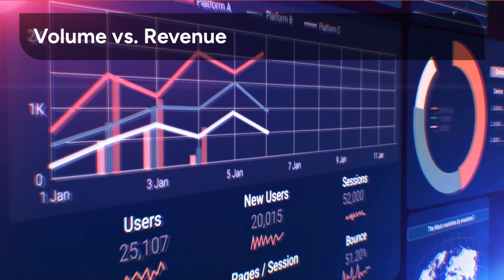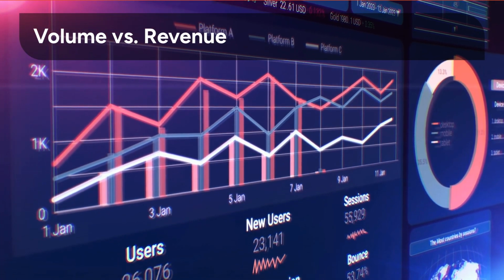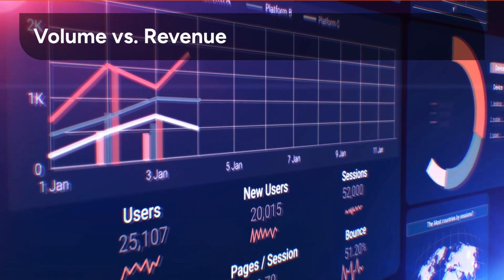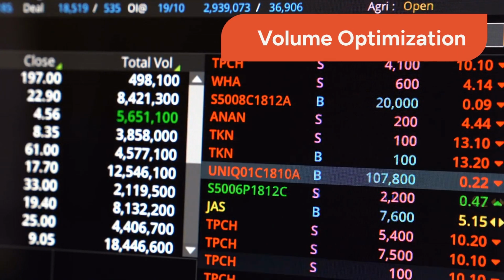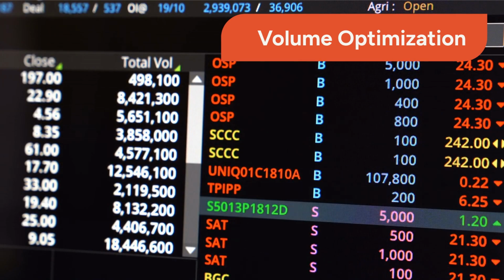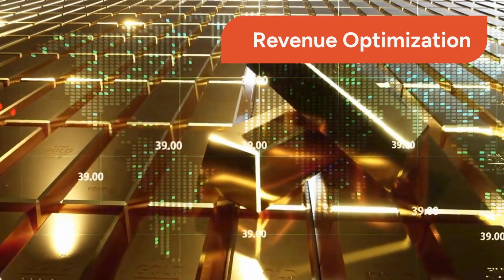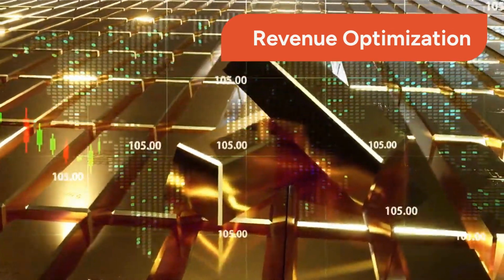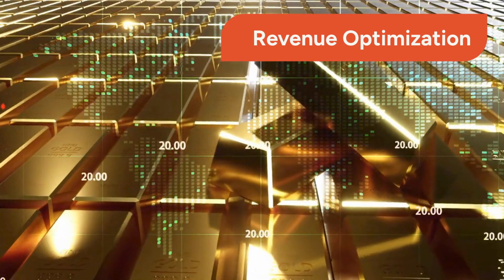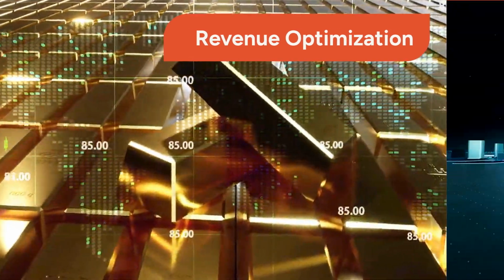Using these probabilities, we generate 2 critical optimization curves to guide your strategy: volume and revenue. The volume curve peaks at a lower price point, maximizing the number of units sold. The revenue curve, often peaking at a higher price, accounts for higher value per unit, maximizing total earnings.